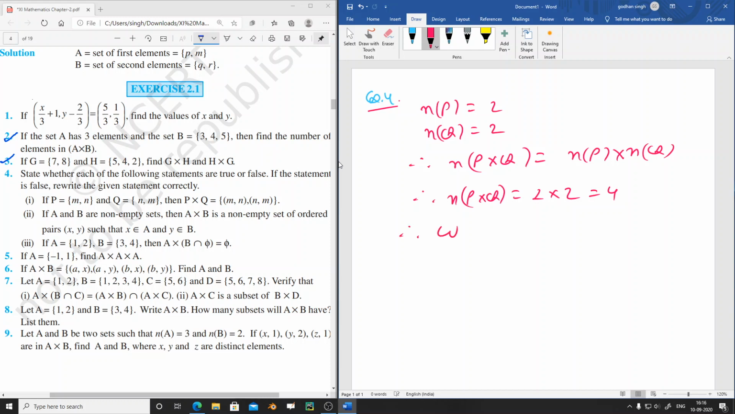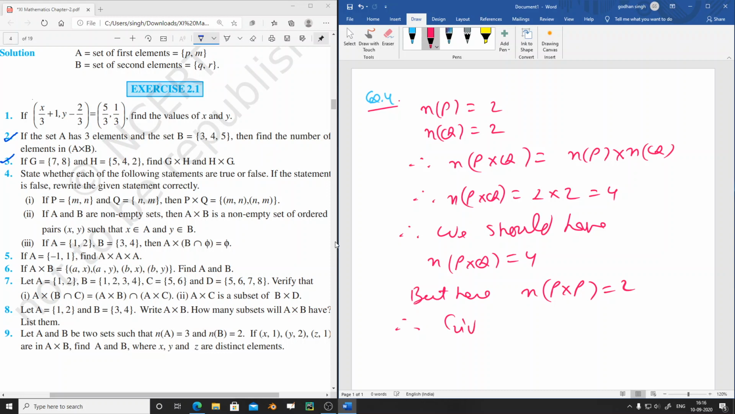Therefore we should have the number of elements in P cross Q equal to 4. But here P cross Q has only 2 elements. So the number of elements in P cross Q equals 2. Therefore the given statement is false. And it says to rewrite the given statement correctly.